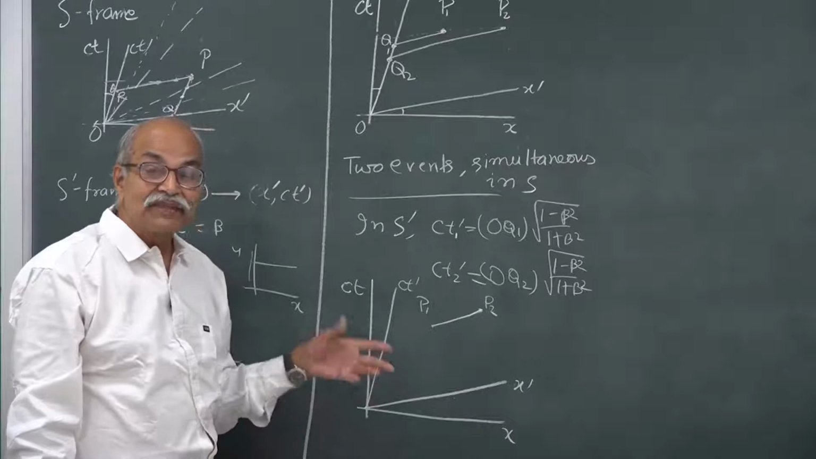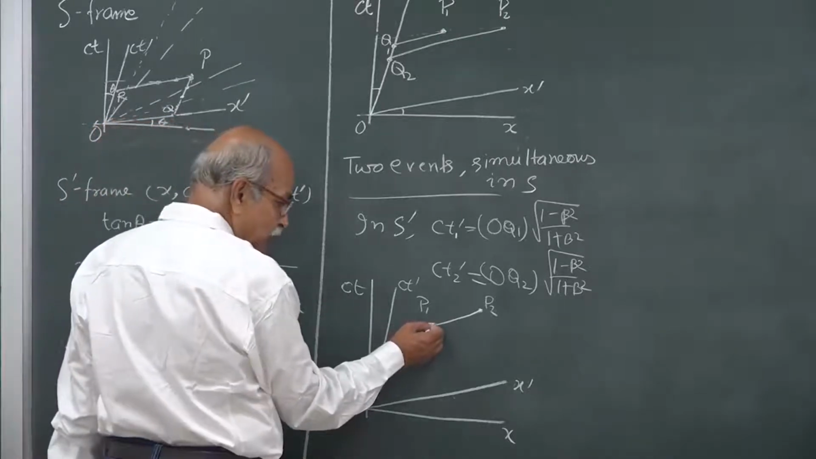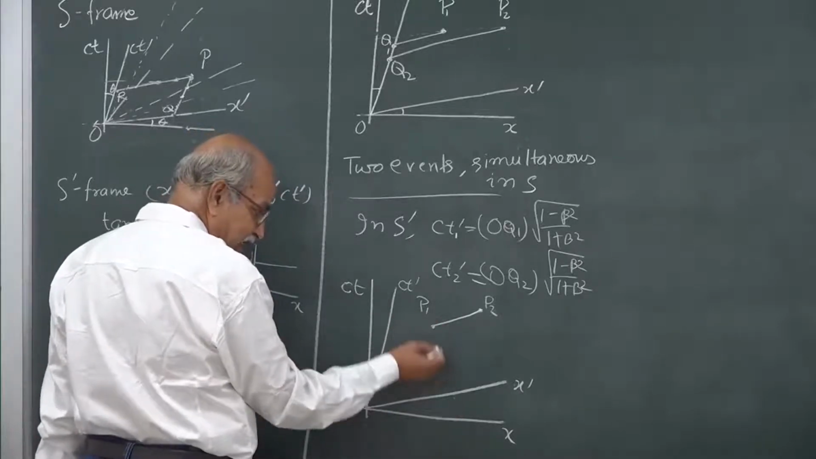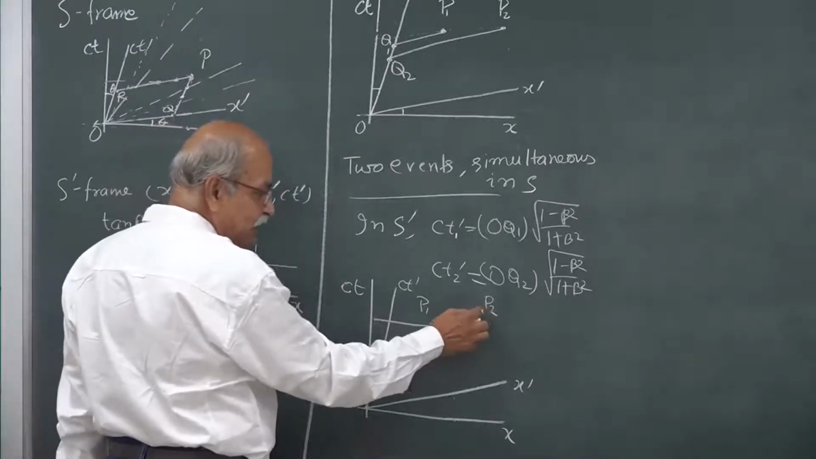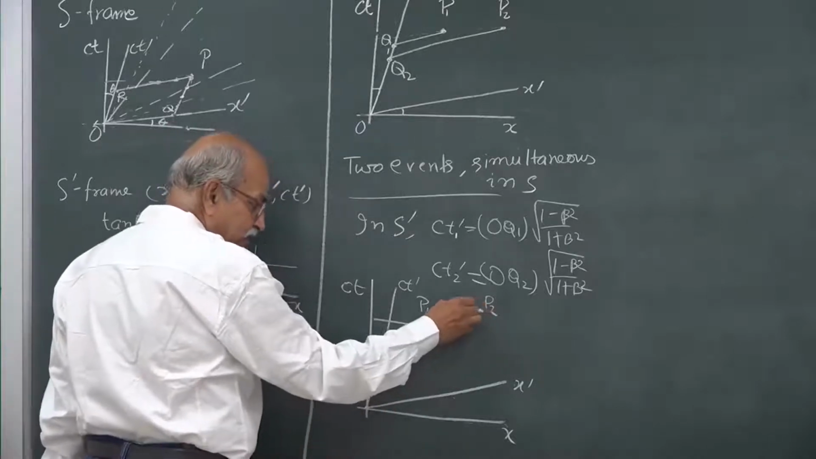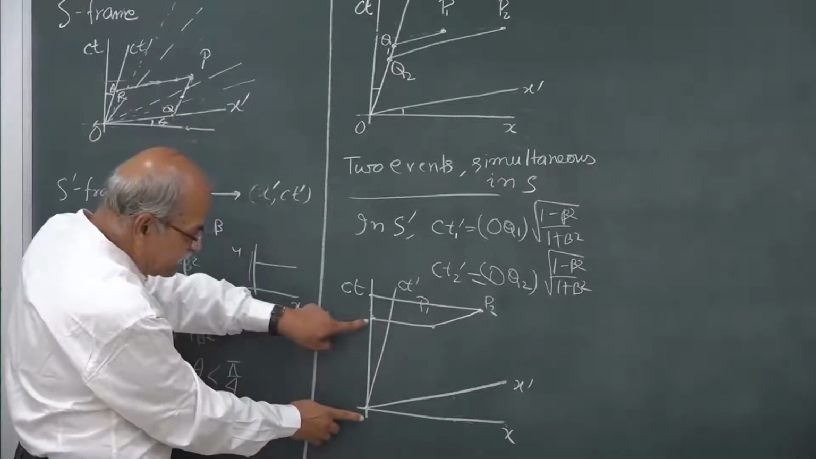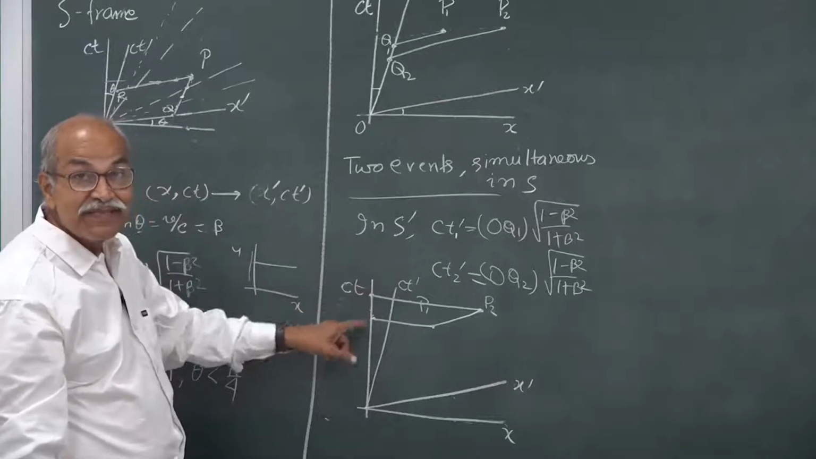What about time in frame S? For this, if you want to find time in frame S, you will just draw a line parallel to this x axis and that will be like this. And for this event, if you want to get time in frame S, then you draw a line which is parallel to this, and you see that this is Ct1 and this is Ct2. So, T1 is not equal to T2.